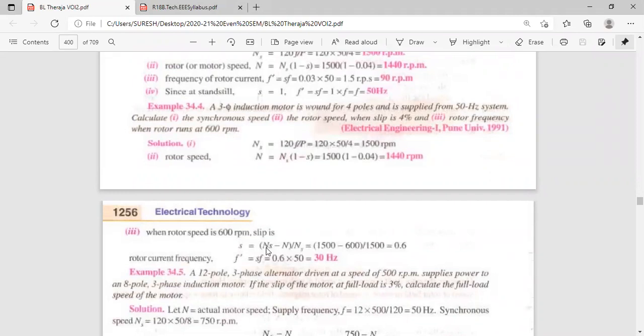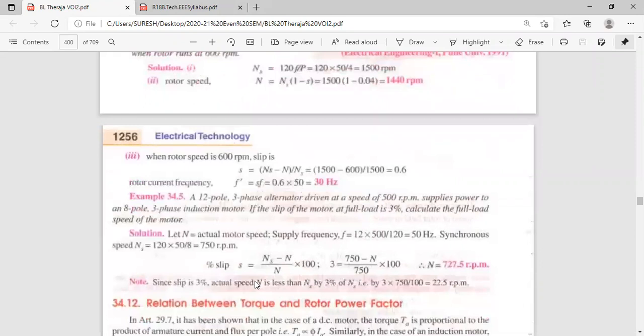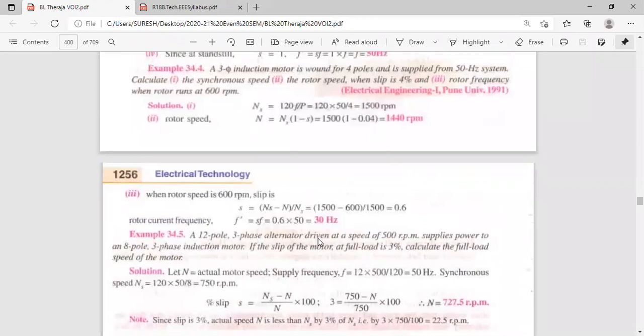So go through these problems. Tomorrow I won't take the class. On Monday I will take the class. On Monday I will explain the next topic: relation between torque and slip. In the next class I will explain the torque of three-phase induction motor and also the relation and characteristic between torque and slip. That is a very important question for 5 marks they'll ask. Relation between torque and slip, torque-slip characteristics. We will see in the next class.